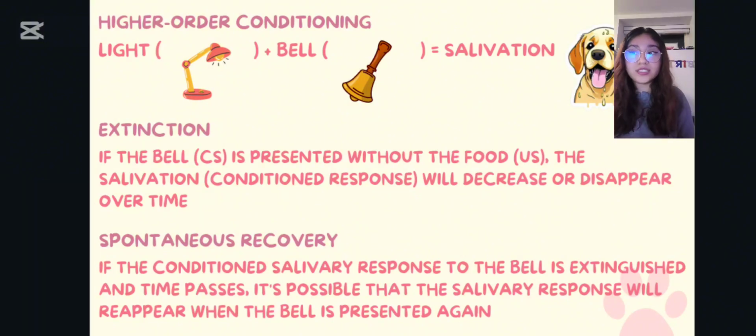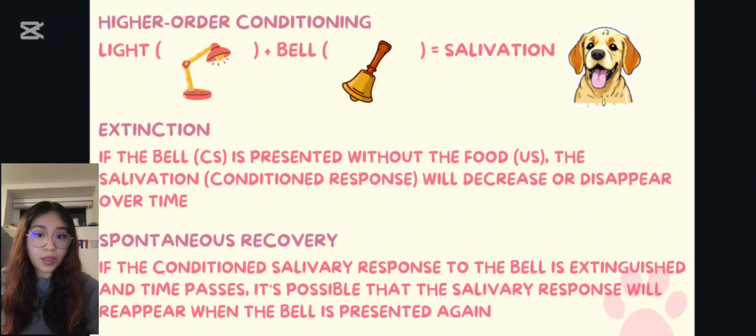Then we have the other side that is related to time. For example, if we ring the bell and we don't show the food to the dog, he's going to lose this behavior. He's not going to start with the salivation, and it's going to decrease over time. And this is named extinction.